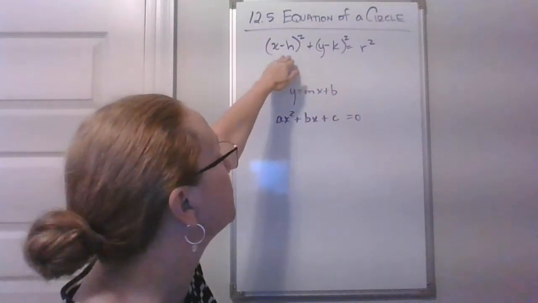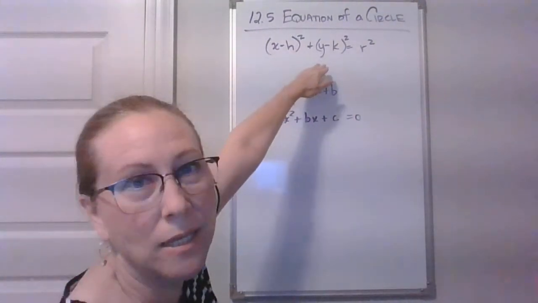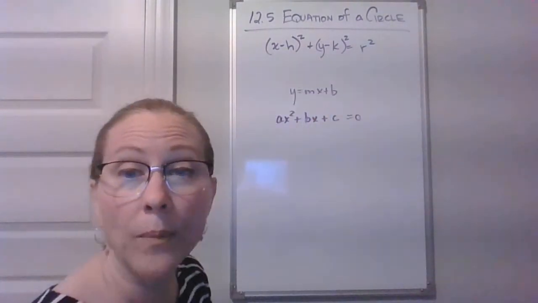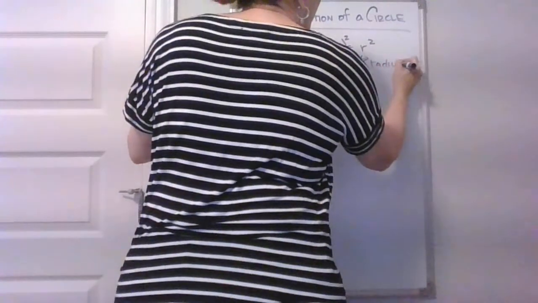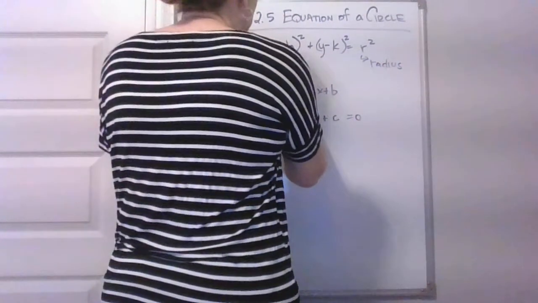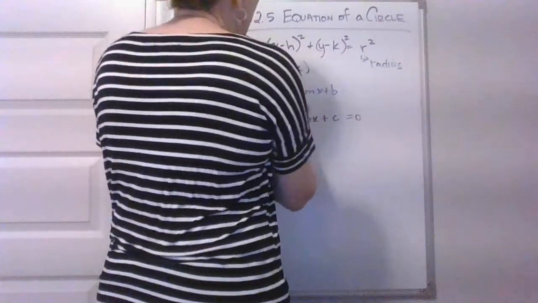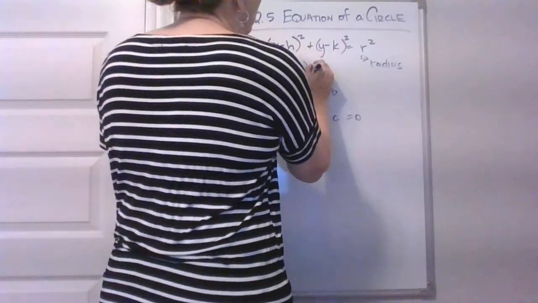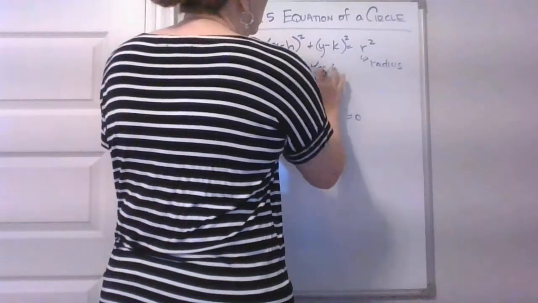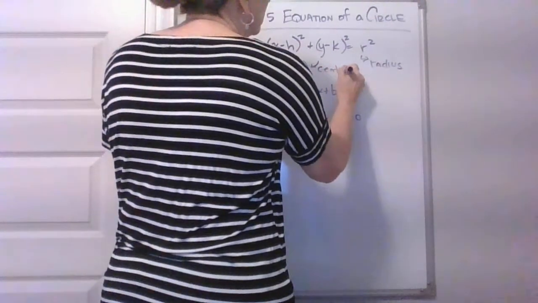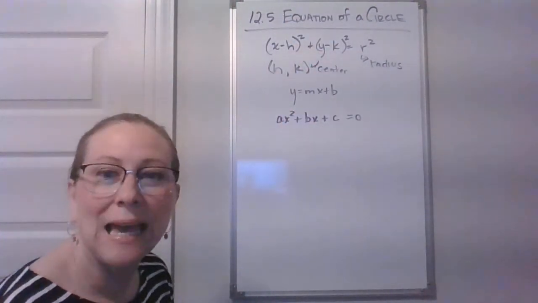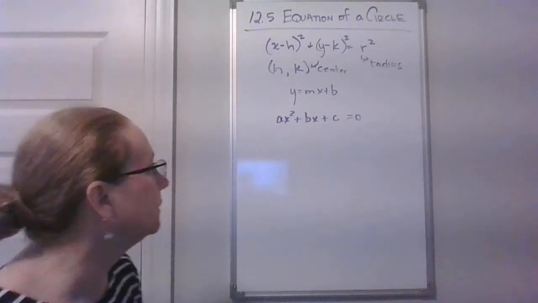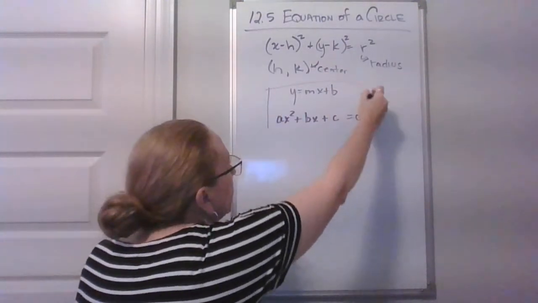Now, the equation is at the top. We have (x minus h) squared plus (y minus k) squared equals r squared, r being the radius, and (h, k) being the center. So we have the center of our circle on a coordinate plane and the radius, and we plug those into that equation.